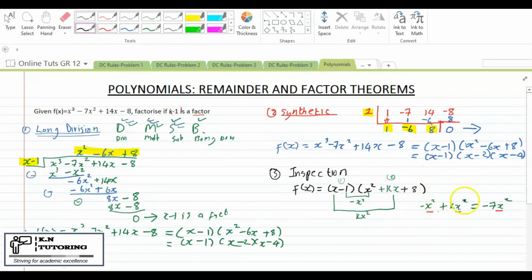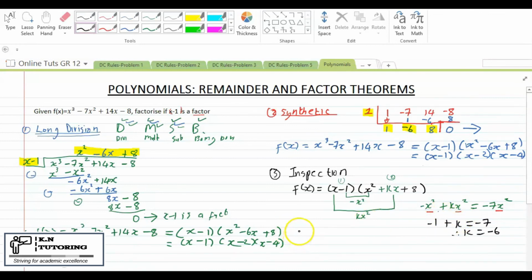So I'm going to divide throughout by x squared. Then I get minus 1 plus k is equal to minus 7, and therefore k will be minus 6. Remember, you add positive 1 here and also add positive 1 here. What you do on the left, you also do on the right. This is what I call the law of conservation of mathematics. What you do on the left, you also do on the right.